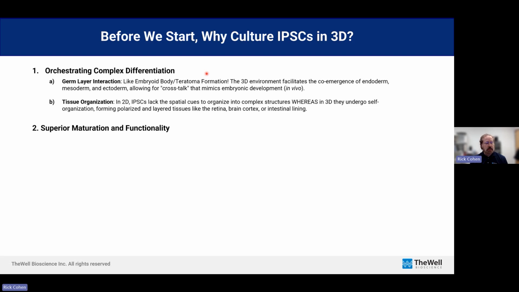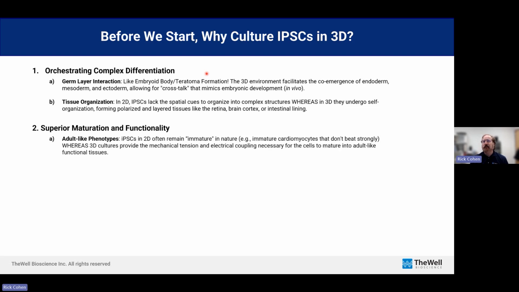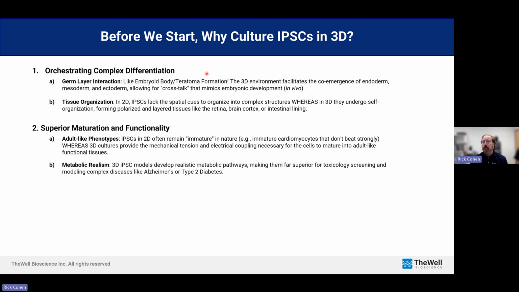Two, superior maturation and functionality. Adult-like phenotypes: iPSCs in 2D often remain immature in nature. For example, cardiomyocytes generated from iPSCs don't beat as strongly, whereas 3D cultures provide the mechanical tensions and electrical couplings necessary for the cells to mature into adult-like functional tissues. Metabolic realism: 3D iPSC models develop realistic metabolic pathways, making them far superior for toxicology screening and modeling complex diseases like Alzheimer's or type 2 diabetes.